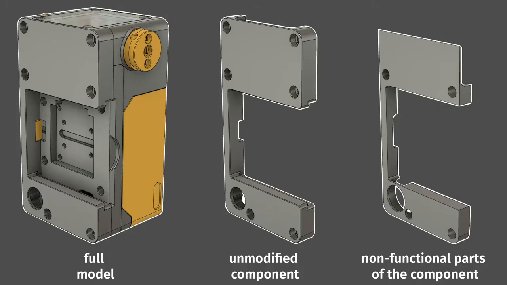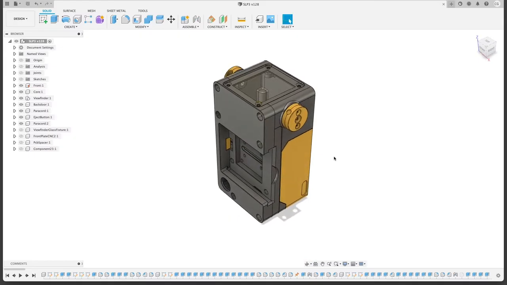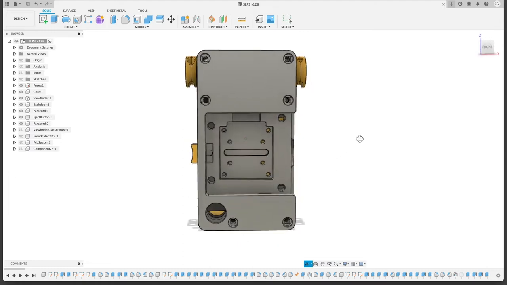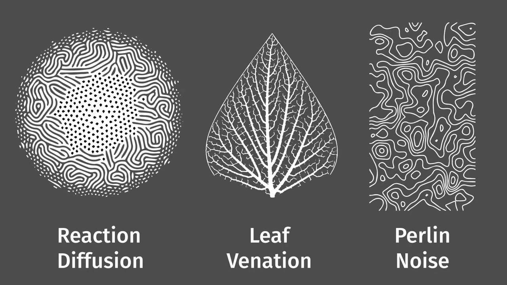The issue here is that some regions of a component are usually really important for the component to do its job. Some parts probably just exist because you're too lazy to remove them in the modeling software. But let's start with the pattern.